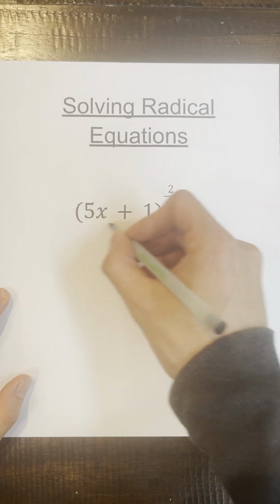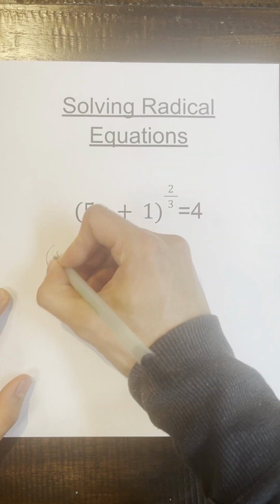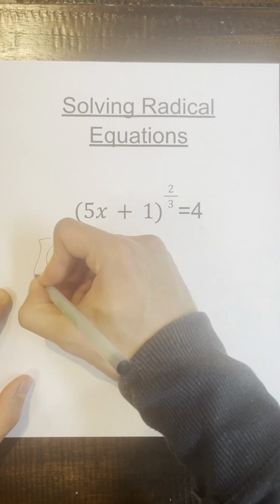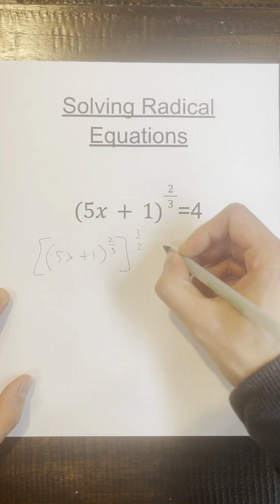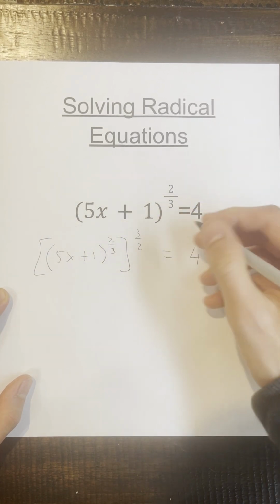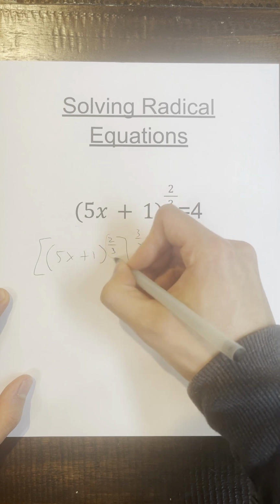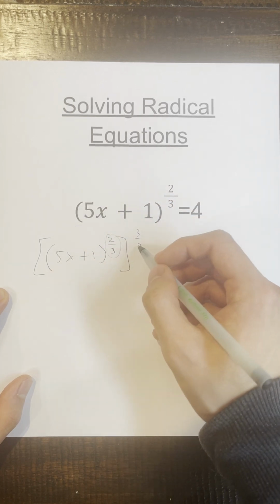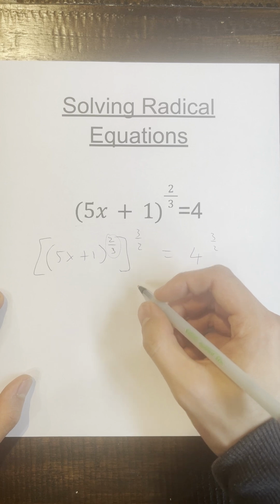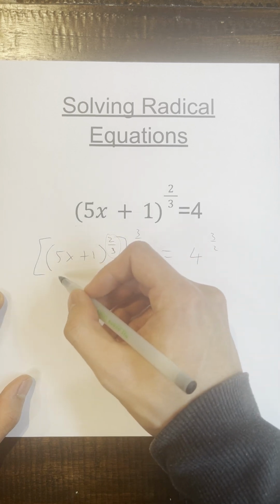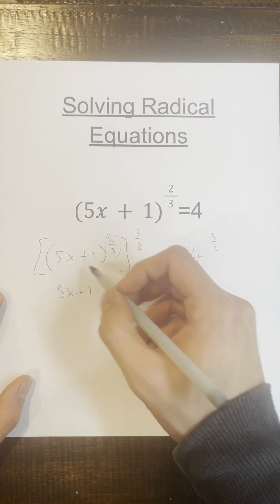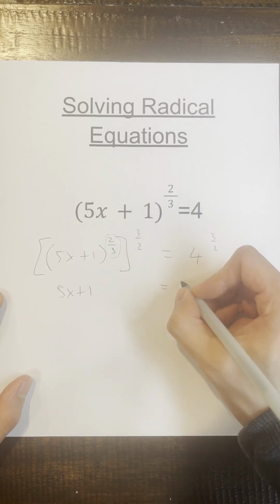How do we get rid of the parentheses here? Well, I'm going to raise both sides of the equation to the power of 3 halves. So 3 halves is the reciprocal of 2/3. Why am I raising it to the power of 3 halves? Well, because the left-hand side is going to become 5x plus 1. And the right-hand side is going to be how much?